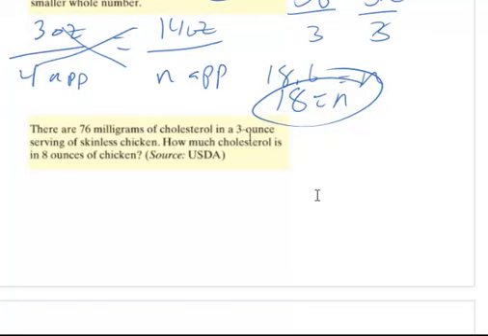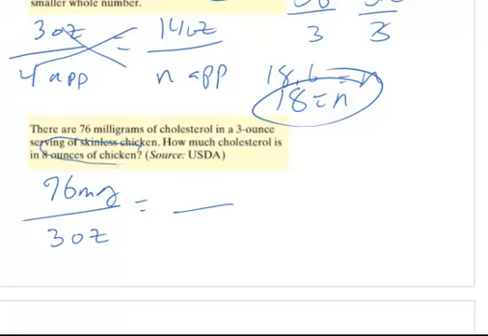All right. So the next problem that I have here says there are 76 milligrams of cholesterol in a 3-ounce serving of chicken. How much cholesterol is in 8 ounces of chicken? I hope that these problems, as you're going through them here with me, are becoming a little bit more self-explanatory. So we have 76 milligrams of cholesterol, 3 ounces of chicken. Now we want to figure out how much cholesterol is in 8 ounces of chicken.